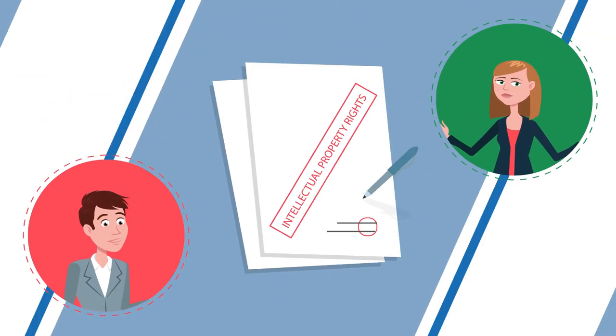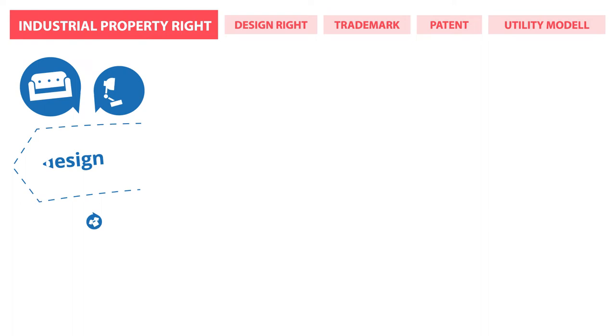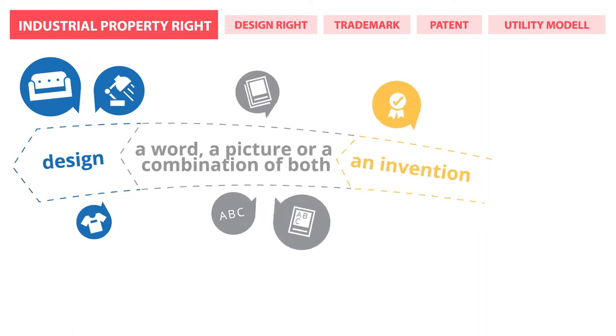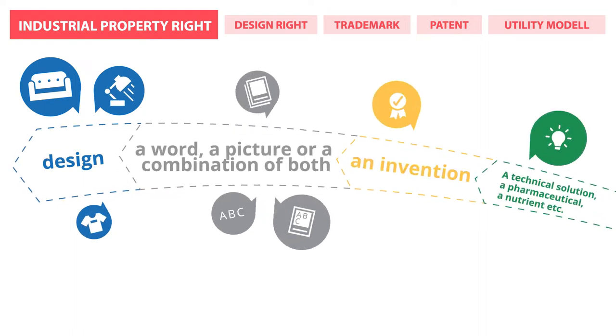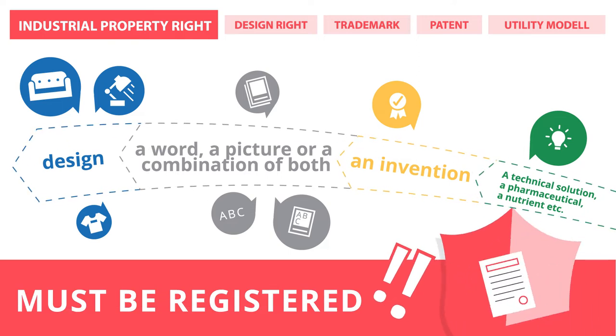Intellectual property rights are split in industrial property right and copyright. Industrial property rights protect the design, name or sign, technical solution, and invention of a product. Intellectual property rights must be registered in order to validate protection.